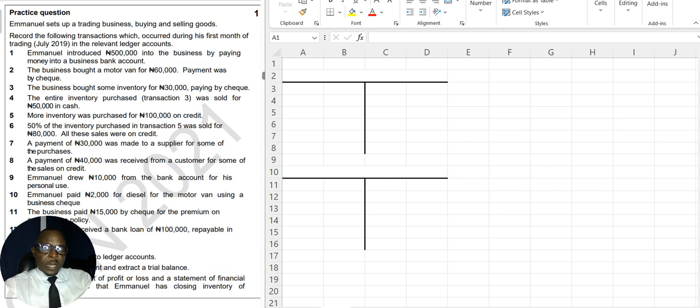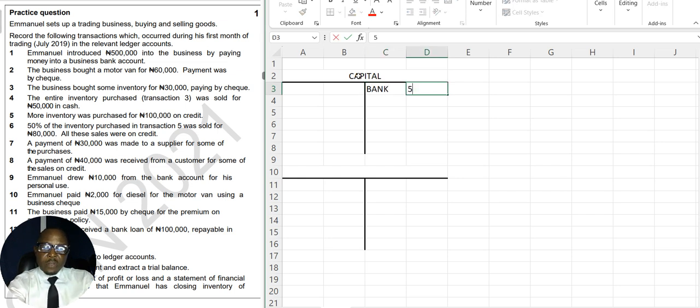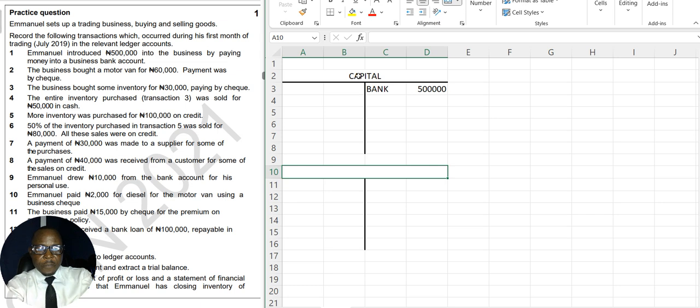Number one, the one we just read now, Emmanuel introduced 500,000 into the business by paying money into a business bank account. We represent that with what? Capital. We represent it with capital. Capital is giving to bank. Bank is collecting the 500,000. All right. Now, we'll come down and say, okay, bank.